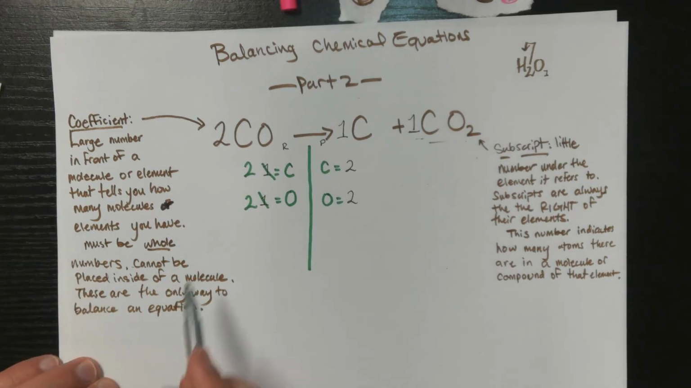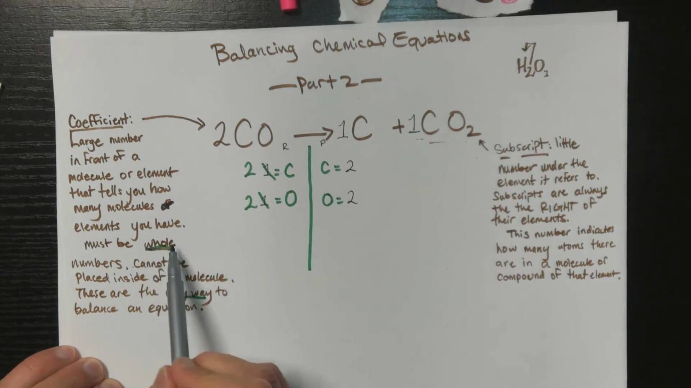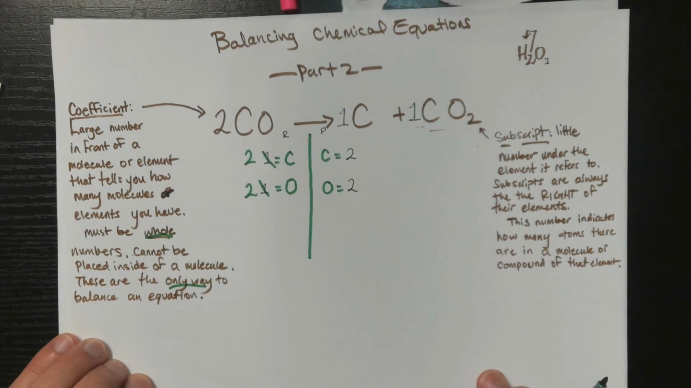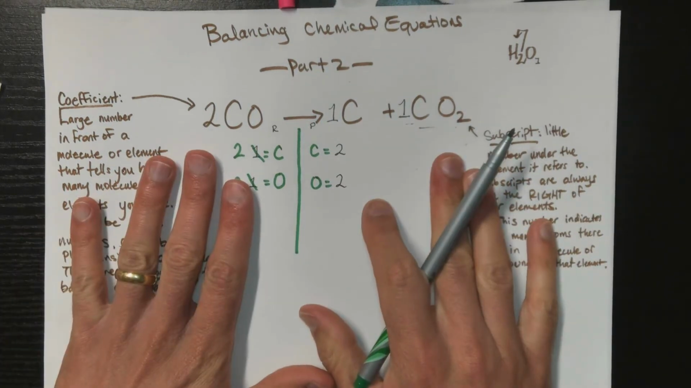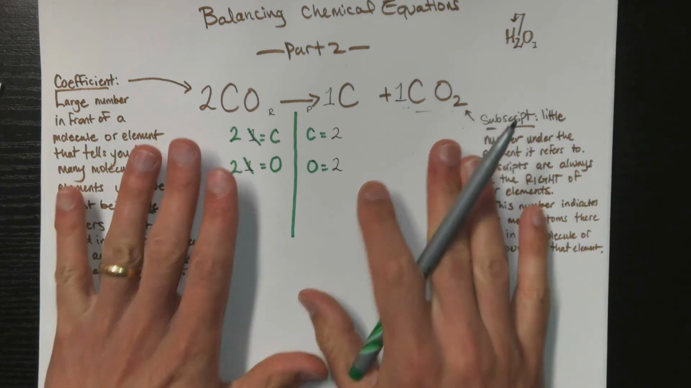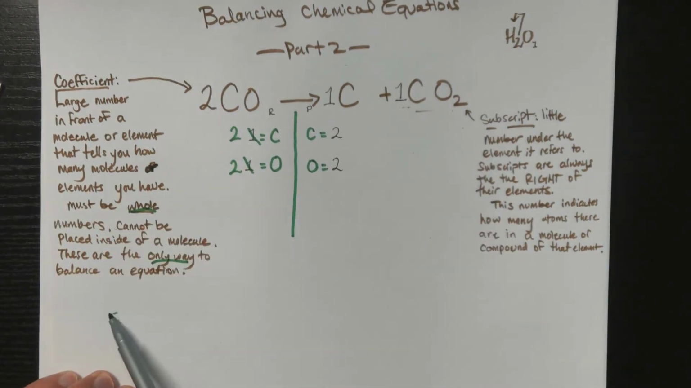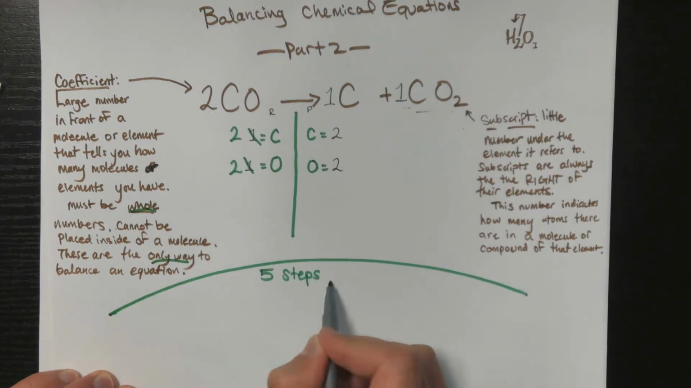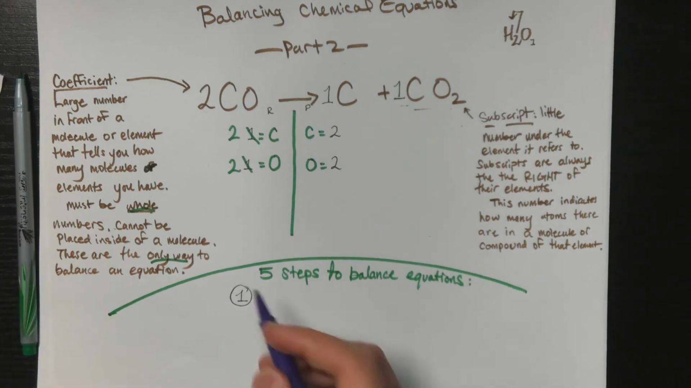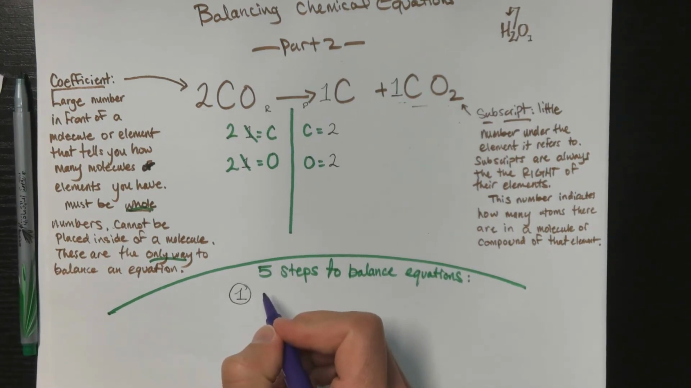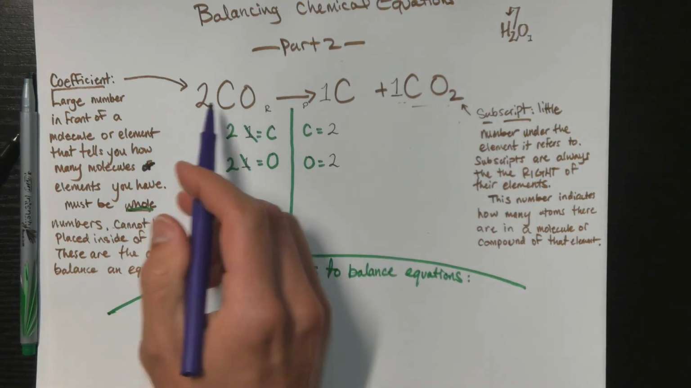Okay, so again, these are the only way to balance an equation, and they must be whole numbers. Let's go ahead and apply this method to a list of rules on how to balance chemical equations. I'm going to list them as 5 steps. Okay, step 1. The first step is to write out the entire equation like we did at the beginning.